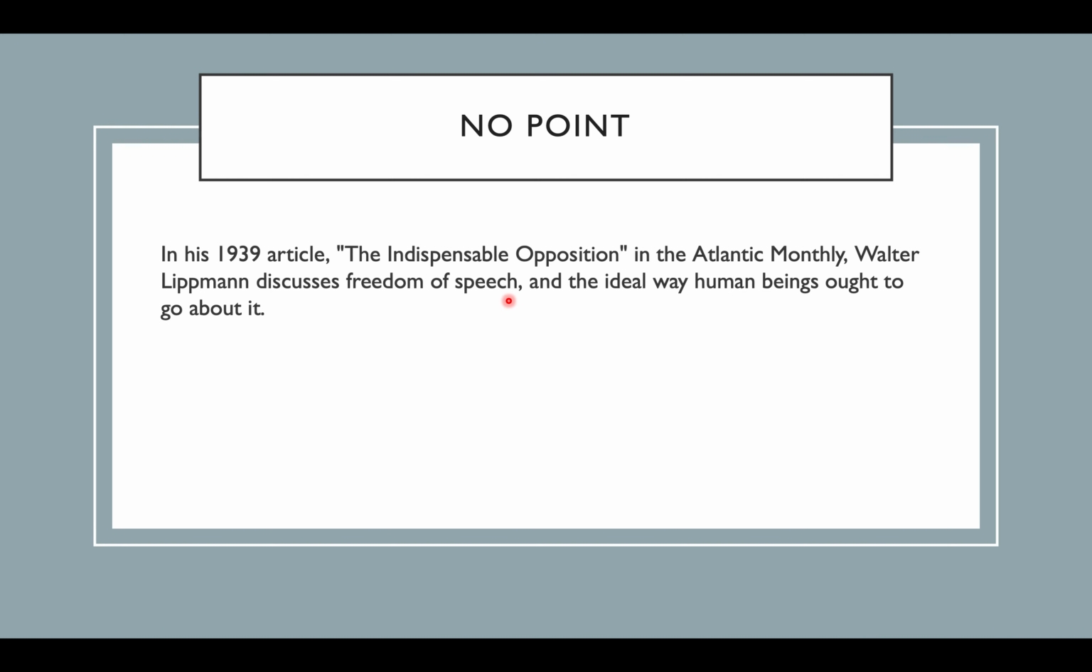All right, this one does not receive a point and did not receive it for the entirety of the essay. In his 1939 article, The Indispensable Opposition, in the Atlantic Monthly, Walter Lippmann discusses freedom of speech and the ideal way human beings ought to go about it. This is true. I get the context and I get a bit of summary, but I need another sentence. What does he want to do with it? And what is he using in order to accomplish that purpose? I need more. It cannot end there, you know? That's why this one does not receive the point.